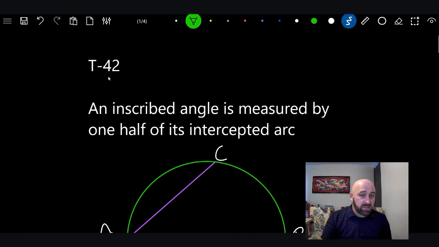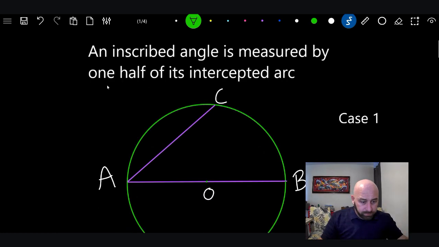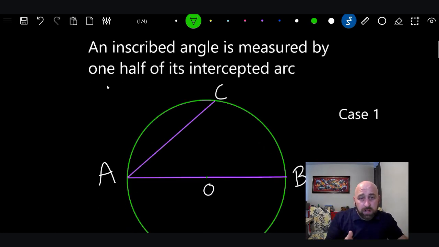What is theorem 42? Theorem 42 says an inscribed angle is measured by 1/2 of its intercepted arc. So we're talking about degrees. Remember we talked about degrees, how they are both for the angle and the arc? Here we're talking about the angle degrees and the arc degrees. I'm just going to put some random numbers in here so that you can see this. These aren't real. I didn't measure this arc or anything like that. So the inscribed angle is measured by 1/2 of its intercepted arc.